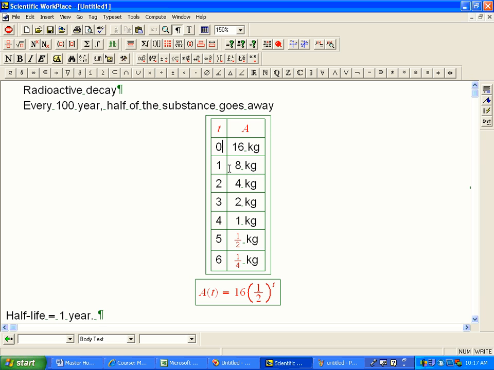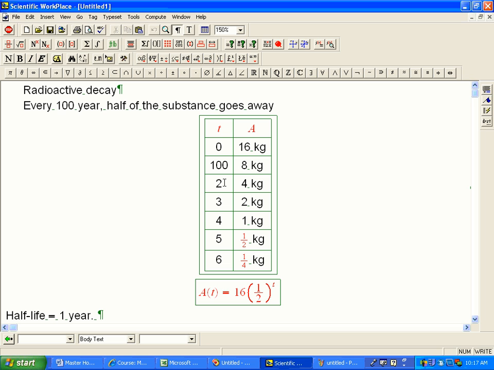So at t equals 0, we've got 16 kilograms. Well, how long does it take to get to 8 kilograms? Well, that's 100 years now. After 200 years, that's another 100 years. They've had enough time to flip their coins, and half of them spit out a little particle and change into something else. They go away. Every 100 years now, we have this same process.